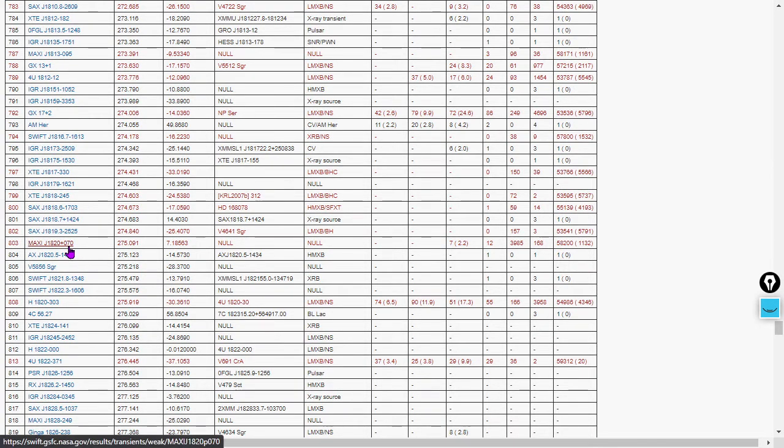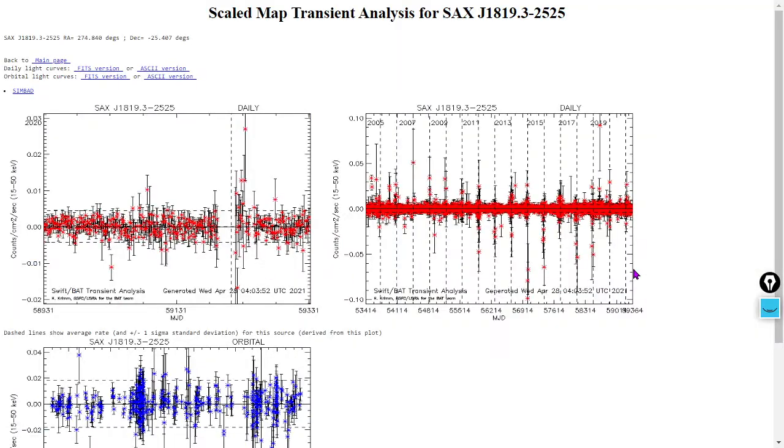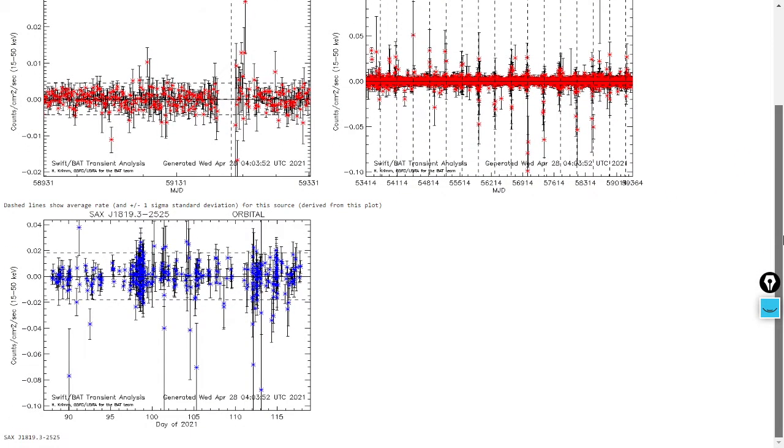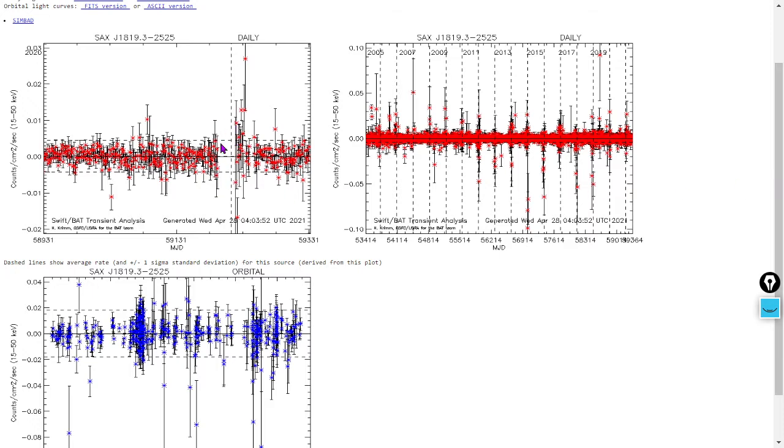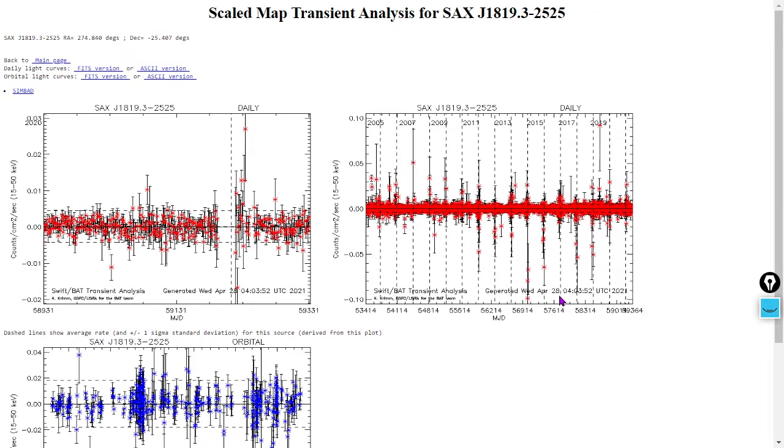802 is SAX J1819.3-2525, a low-mass X-ray binary / massive radio source believed to be a black hole. And check it out. We've got some cyclicity here. We've got some voids in the X-ray outputs from SAX J1819.3-2525, a catchy name. Let's check it out on Simbad.